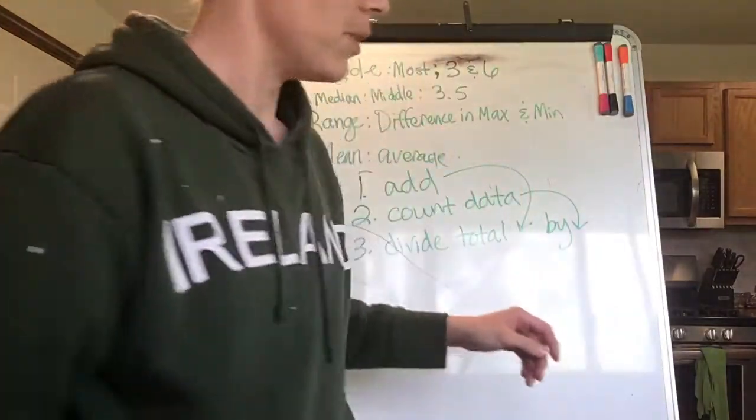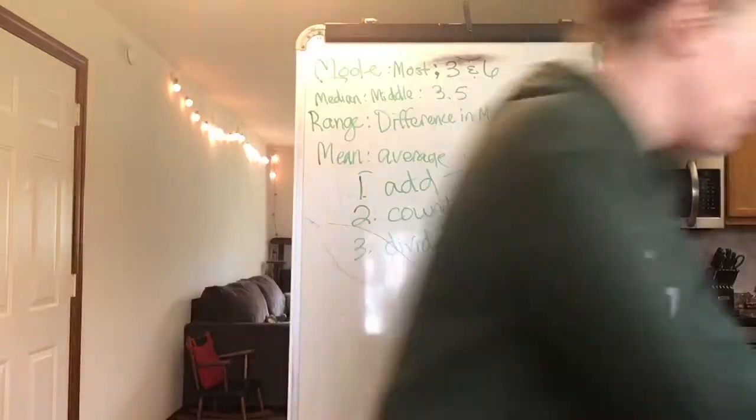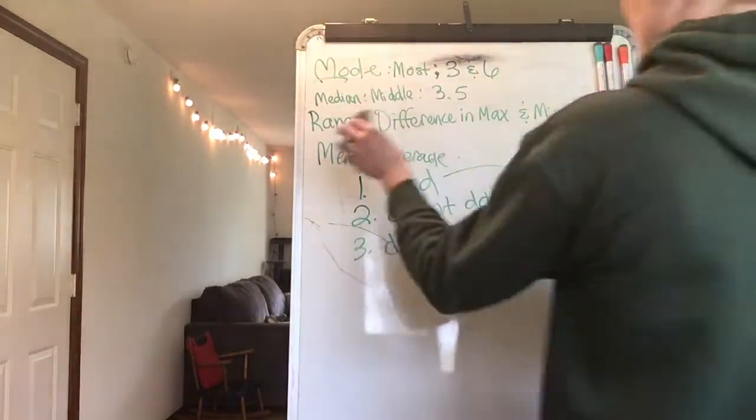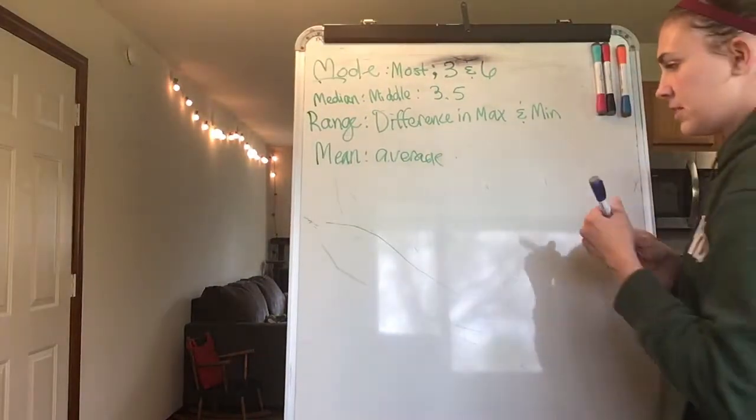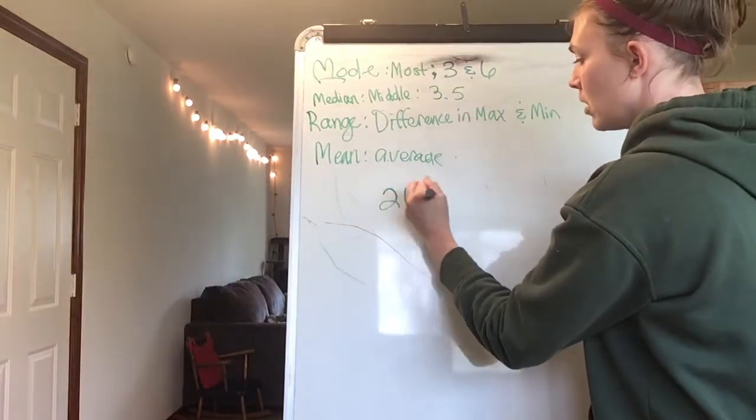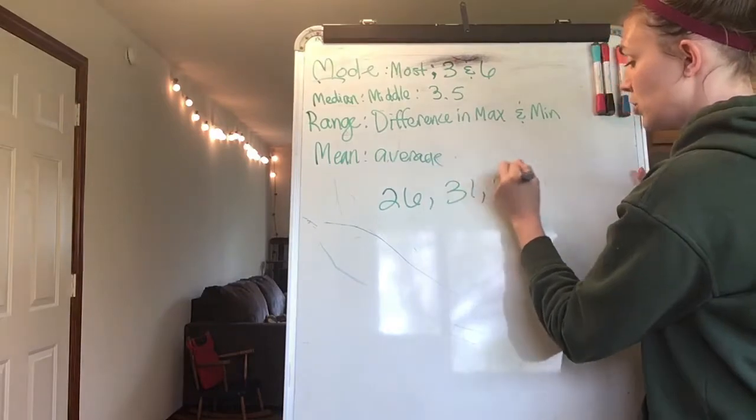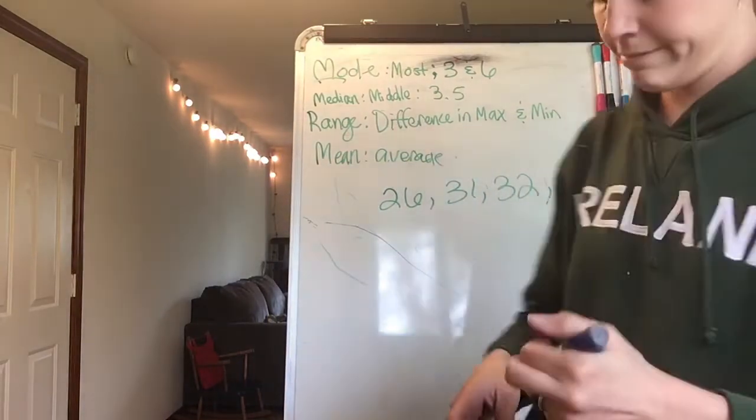So let me do an example of what that looks like. Let's take my household, for example. My household right now has, I think, a 26-year-old, a 31-year-old, a 32-year-old, and a 2-year-old. So I want to know what the average age is in my household.